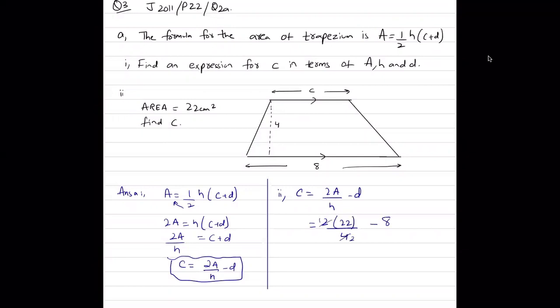So it's a paper 2 question. It's a simple question, by the way. 11 minus 8, 3 centimeters. So the value of C is 3 centimeters.